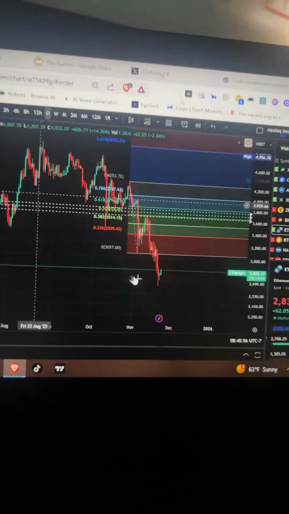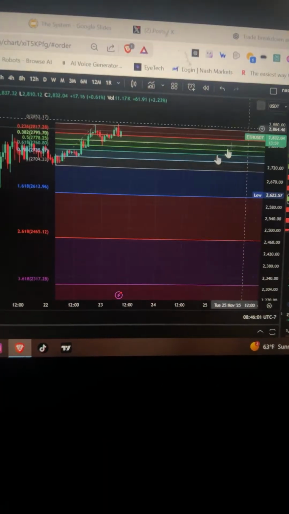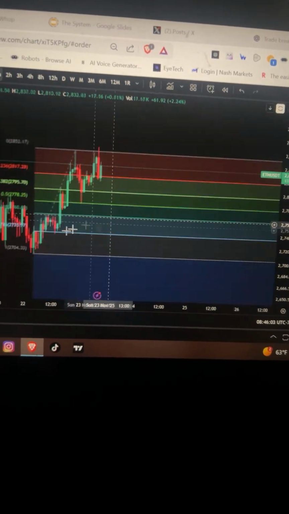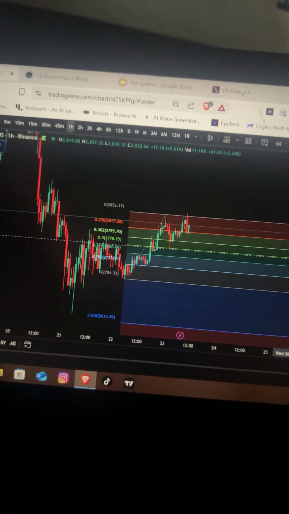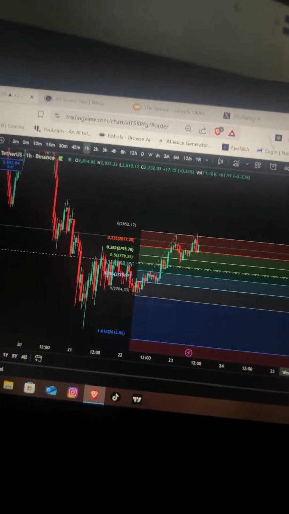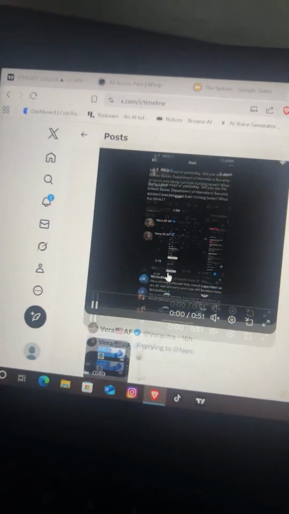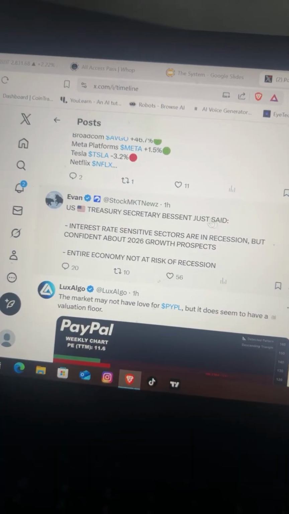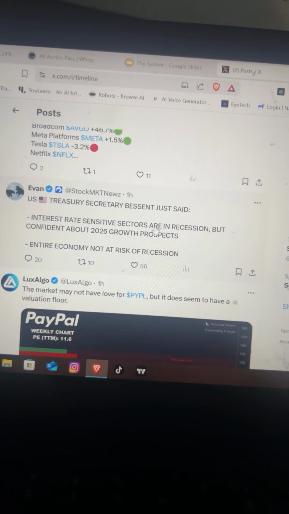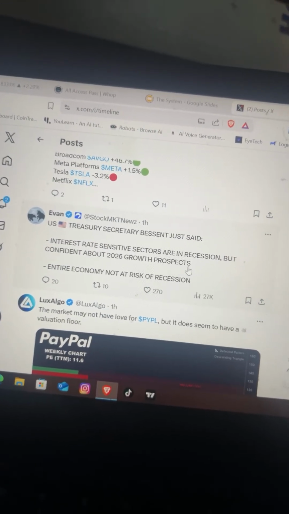Okay, anyways. All right, you guys. Pretty much what I was gonna say also about Bitcoin, Ethereum. You saw how throughout the night we have this rally on push. So this tells me that the S&P 500 is gonna open a little bit higher. It's gonna open happier now, especially because rumors are going around that the Federal Reserve says that Treasury, whatever, interest rate sensitive sectors are in recession, but confident about 2026 growth perspective.